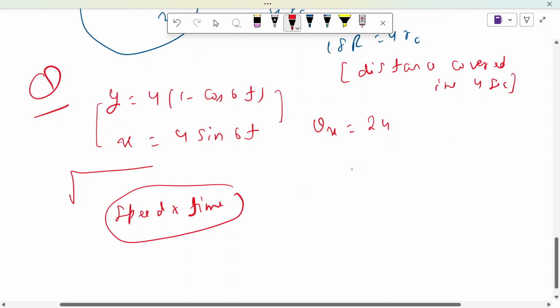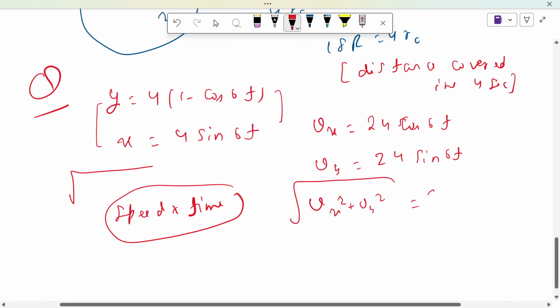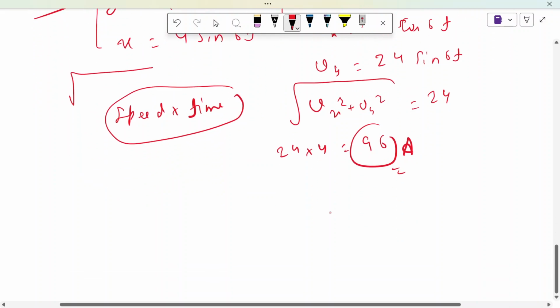So what is Vx? Vx is 24 into cosine of 6t. And what is Vy? Vy is 24 into sine 6t. So clearly the speed of the particle is constant, and that is the square root of Vx square plus Vy square, which is 24 at all instants. So the distance covered by the particle in 4 seconds is speed into time, and that is 24 into 4, which is 96. I hope you enjoyed it. Next, let's move on to another question.